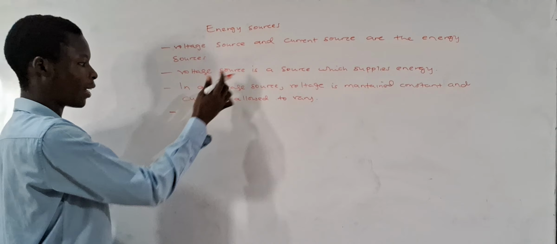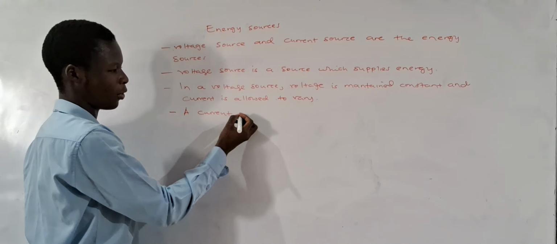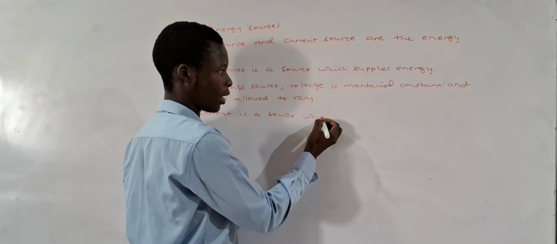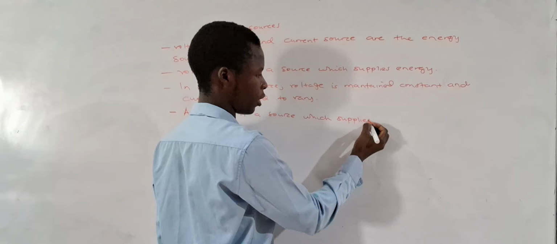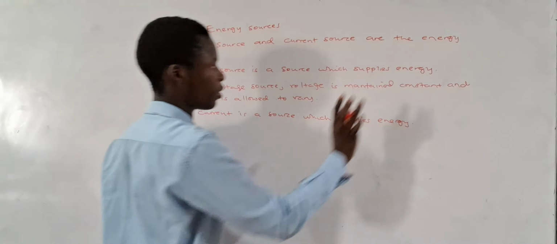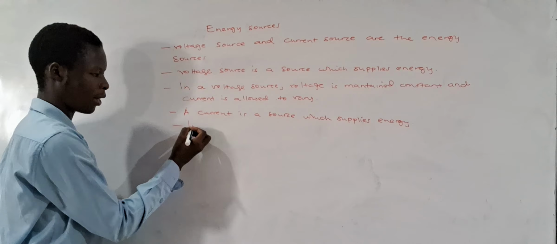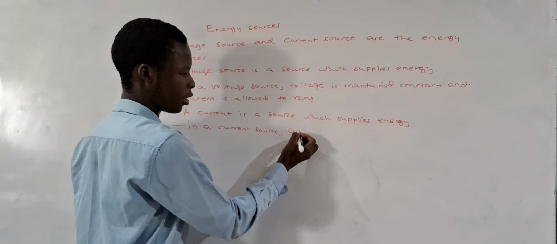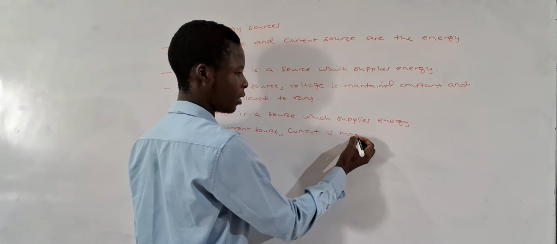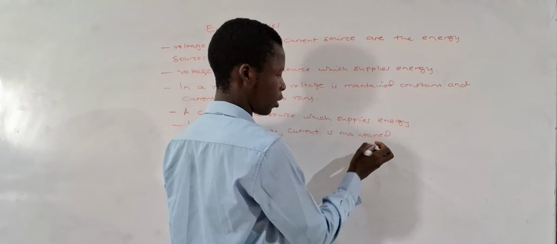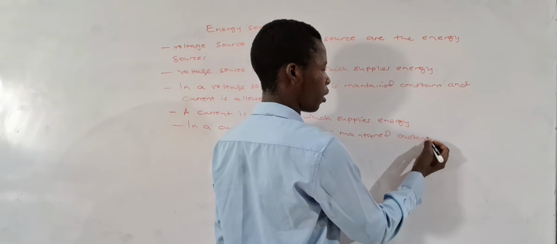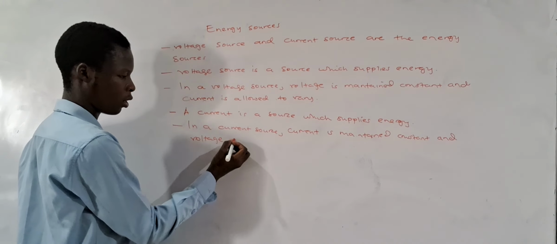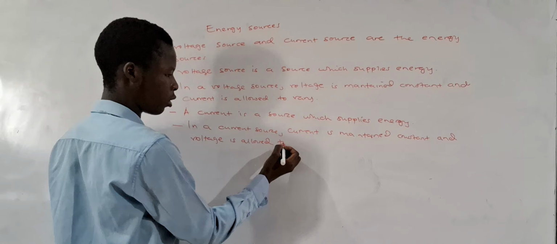What is a current source? Again, a current source is a source of energy. Okay, I'm repeating the same thing. It is a source which supplies energy. Yes, which is true. Then again, in a current source, current is maintained constant, and voltage is allowed to vary. Voltage is allowed to what? To vary. Yes.